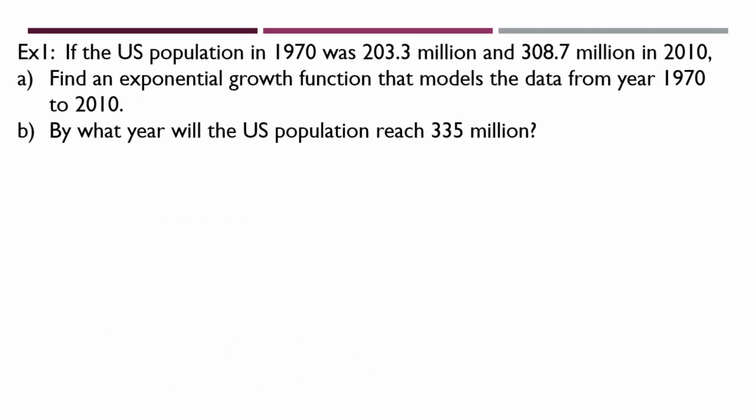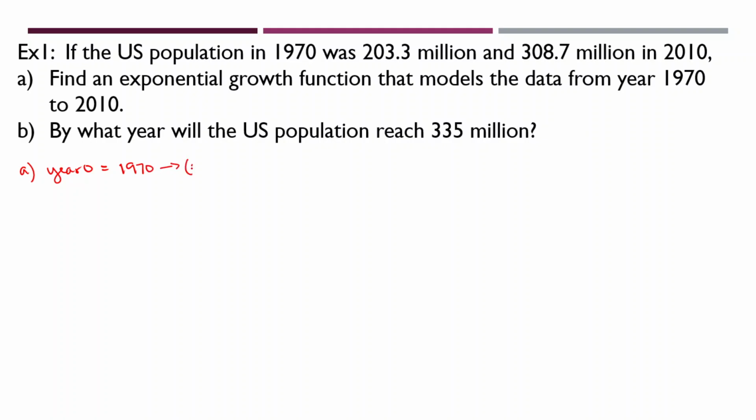Okay, so what does this look like? Well, let's take a problem. Population growth is often exponential in nature. So let's say the U.S. population in 1970 was 203.3 million, and it was 308.7 million in 2010. Find an exponential growth function that models the data. So the first thing I'm going to do is let year 0 equal 1970. So this is my starting point.